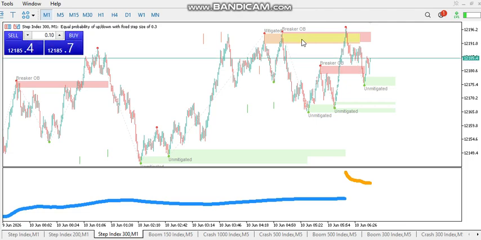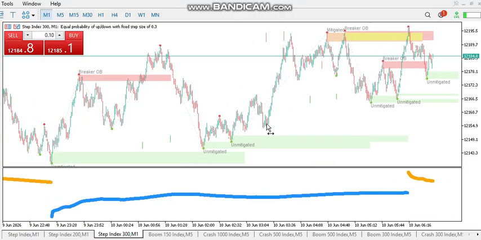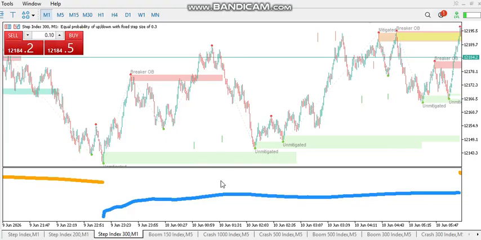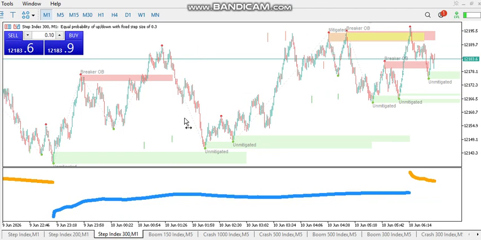So guys, in today's video I want to show you what has happened on Step Index 300 on 1 minute time frames. As we all know, we always install our indicator on our chart, and we have another trend indicator here which shows our uptrend and downtrend.